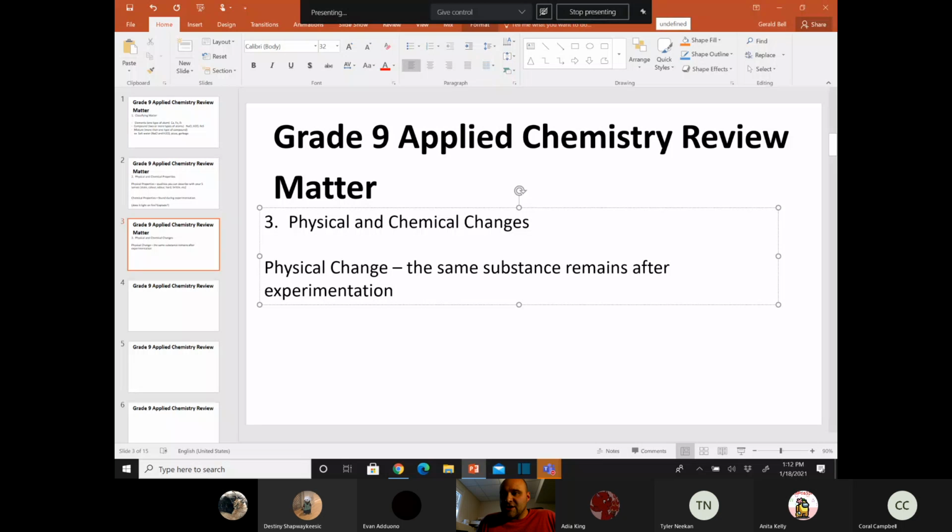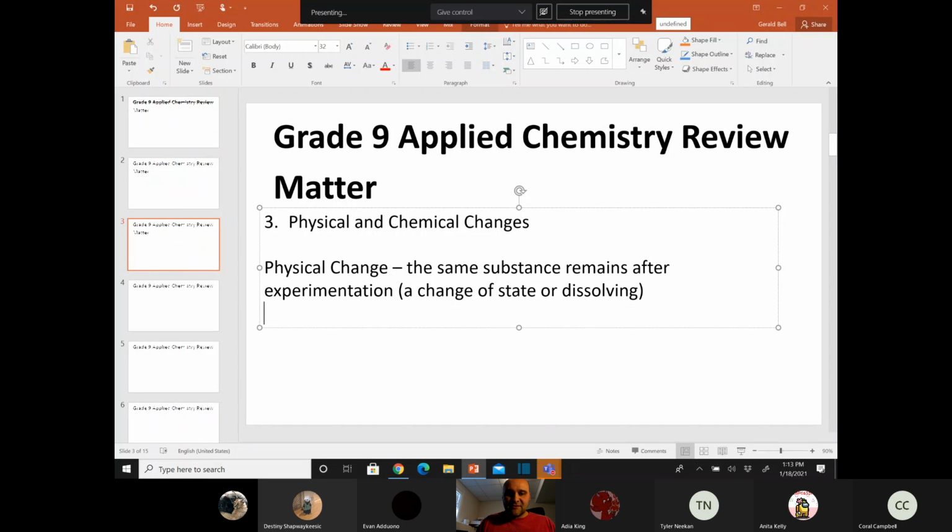Or you take sugar and you put it into water. Okay, yeah, now sure, the sugar is dissolved, but you still have sugar afterwards. So the same substance remains after experimentation. So let's put a change of state or dissolving. So those are the most exciting ones. Chemical changes are a little more exciting. Chemical changes, a new substance is formed.